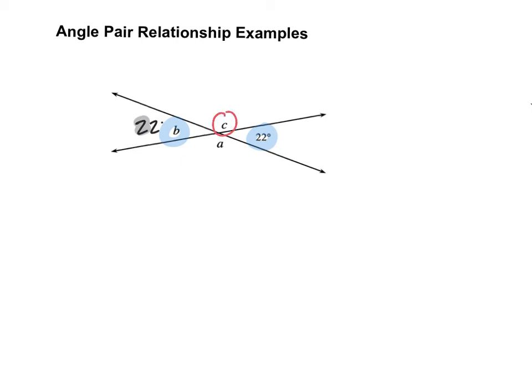I also notice that C and A are vertical angles, so as soon as I find one, I know the other is the same. When I look at A and 22, I see that they make a straight angle pair, so I know that A plus 22 has to equal 180 degrees. So when I subtract, I believe I get 158 degrees for A, and then C would be the same because they are vertical angles.